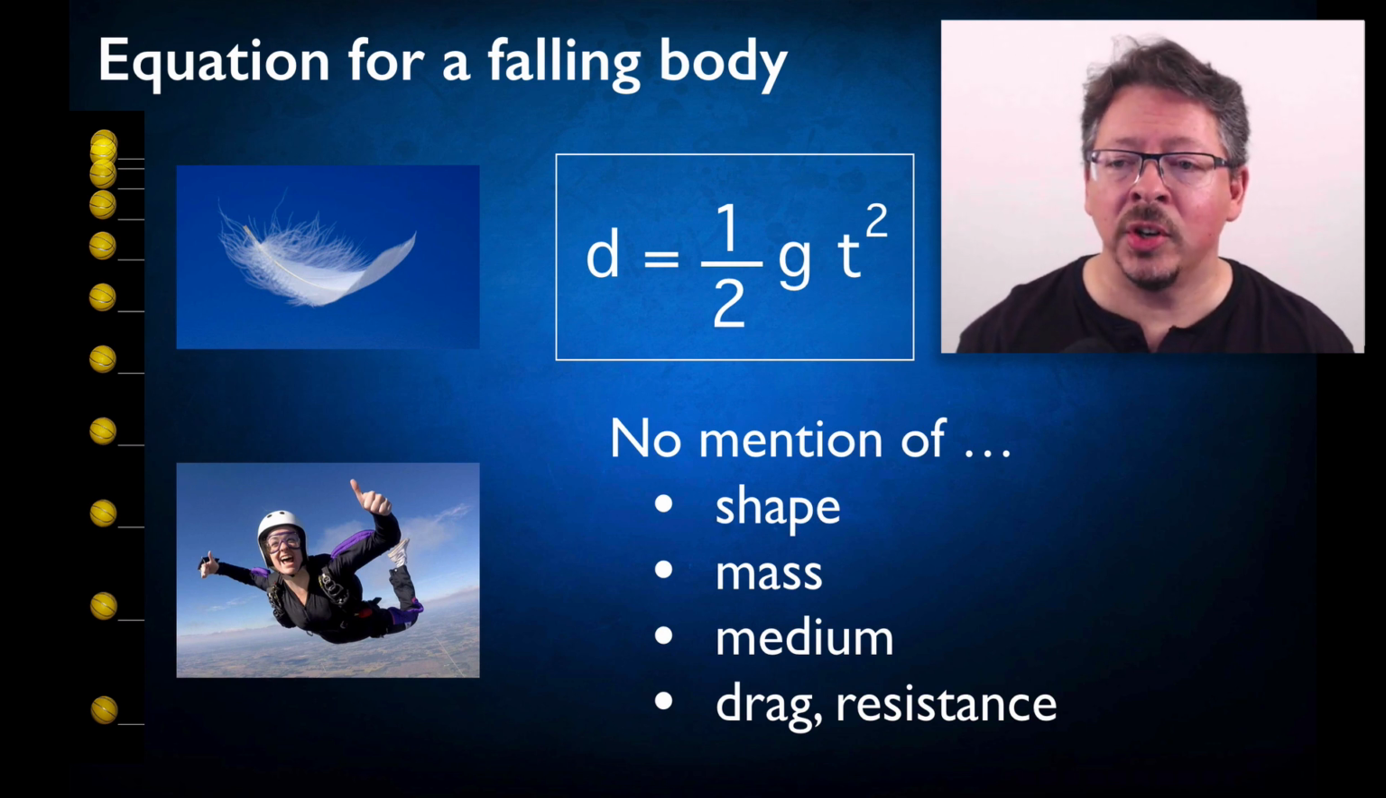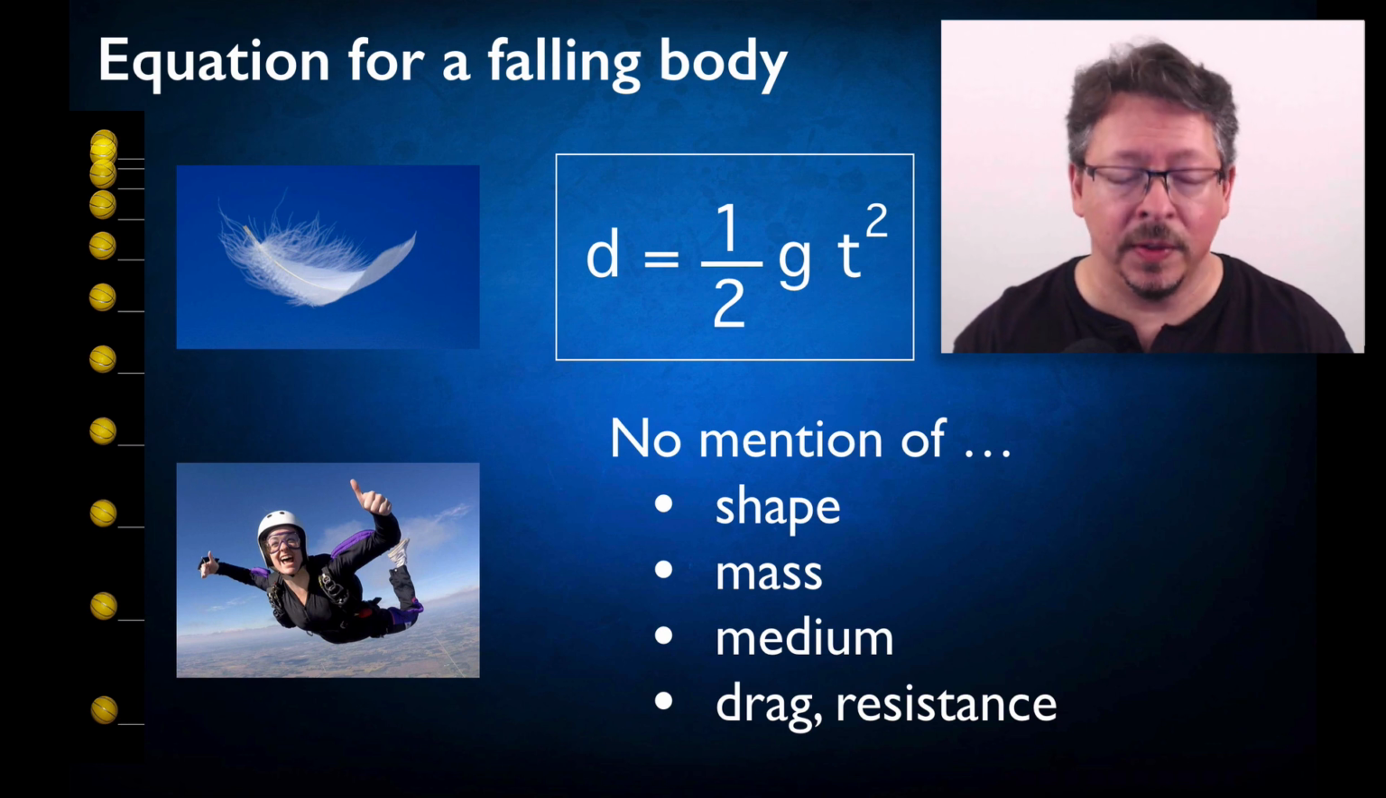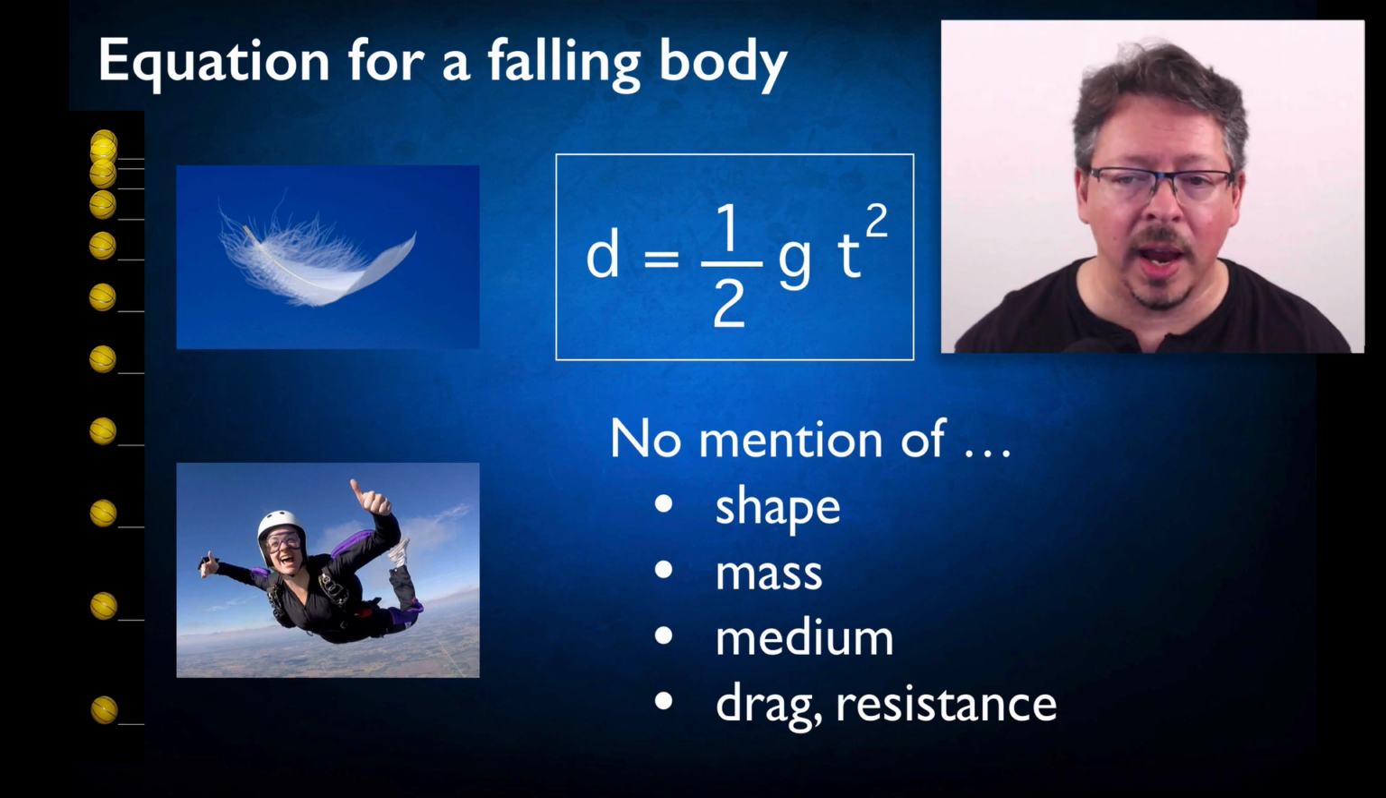There's nothing in the model that mentions the shape of an object, for example. There's no specific mention of the mass of an object, so the model is indifferent to differences in mass. There's nothing in the model that represents the medium through which an object is moving, so there's no mention of the effects of drag or wind resistance on the motion of an object.